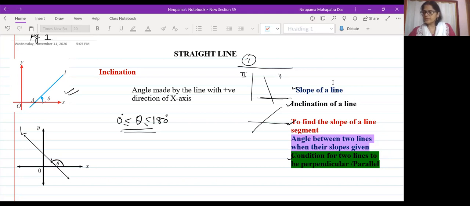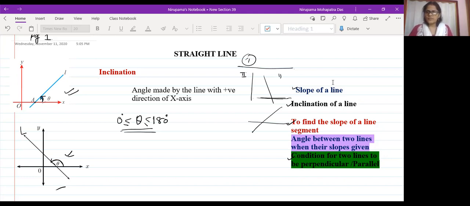Okay, so out of these three categories, here inclination I am describing as the angle made by the line with positive direction of x-axis. So whenever I say positive direction, you see these two figures I have taken here. Theta is the angle made by the line with positive direction of x-axis. So here also theta is the angle made by the line with positive direction of x-axis. So it means inclination can be acute, and inclination can be obtuse also.